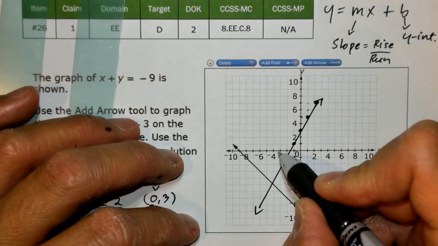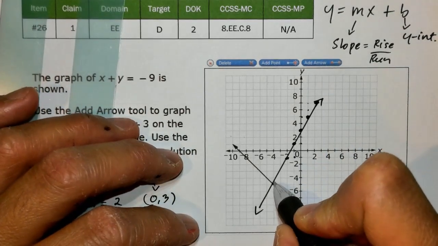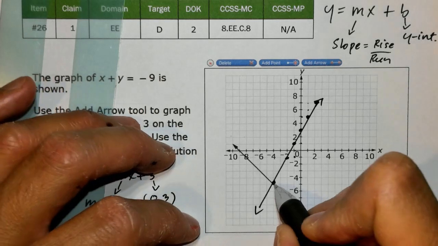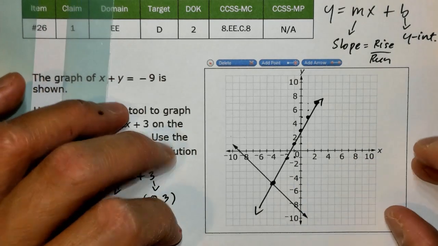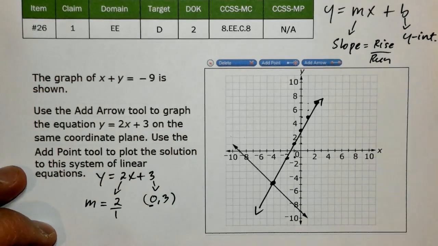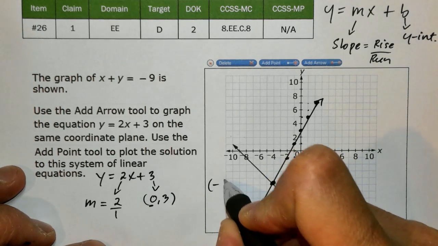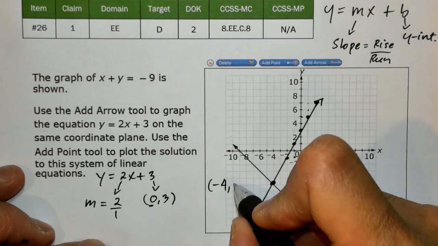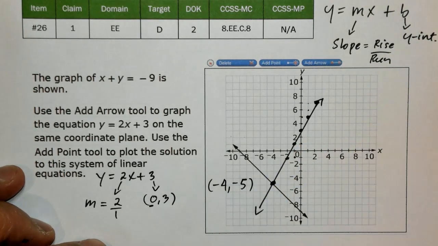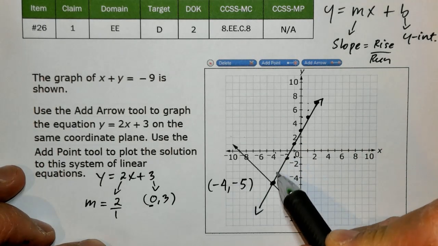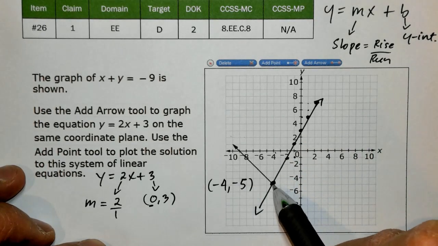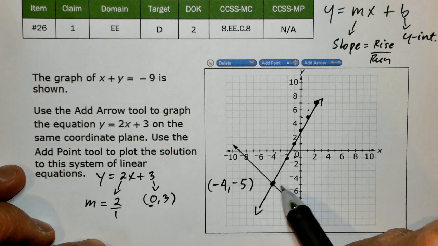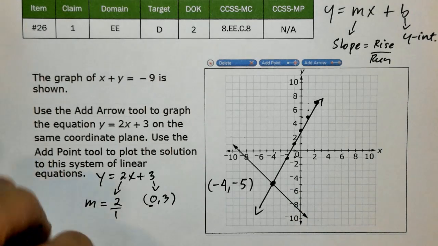Alright, so the point of intersection is right here. The point of intersection is (-4, -5). So -4 on x and then -5 on y.